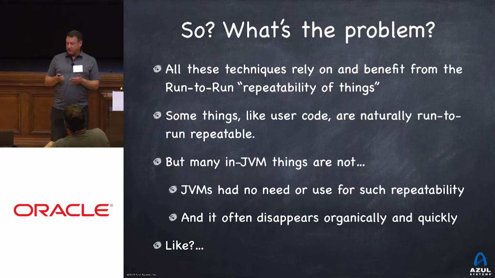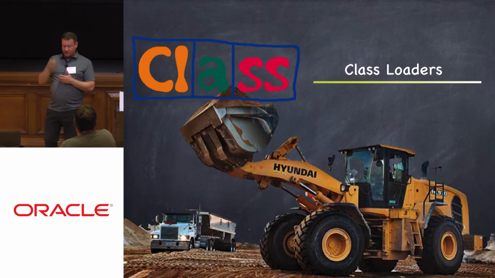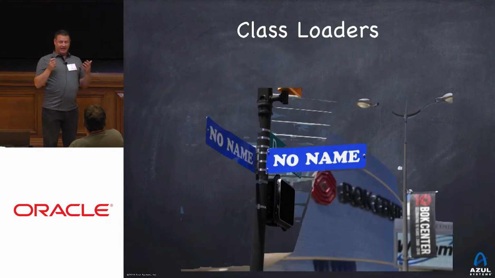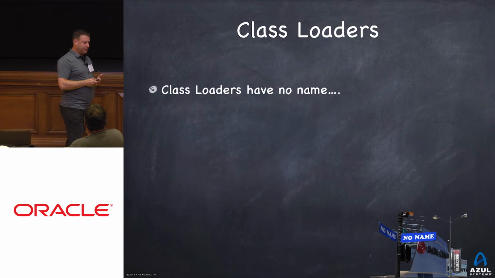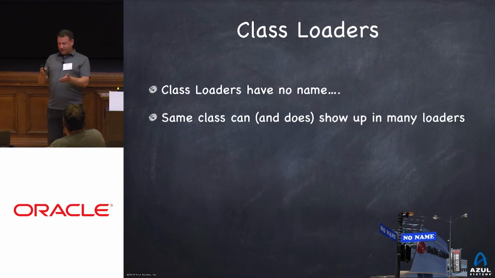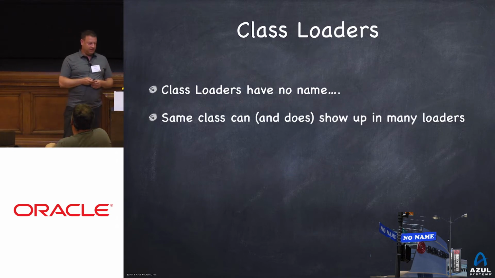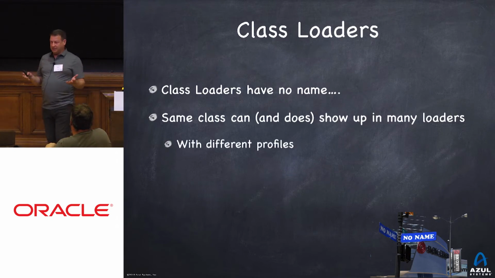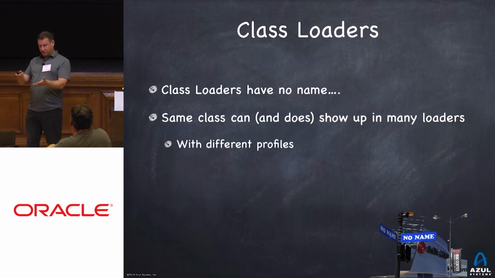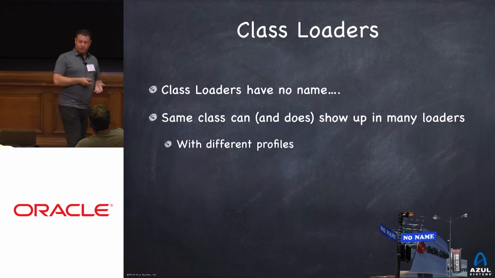So what are examples we could use? One of them is class loaders. Class loaders have no name. Because they have no name, there's a problem figuring out what the class loader I'm looking at here is, and how it relates to the previous run. We can have the exact same class loader with the exact same class, everything we look at is the same, but they're doing something with that class and that method with a different profile.